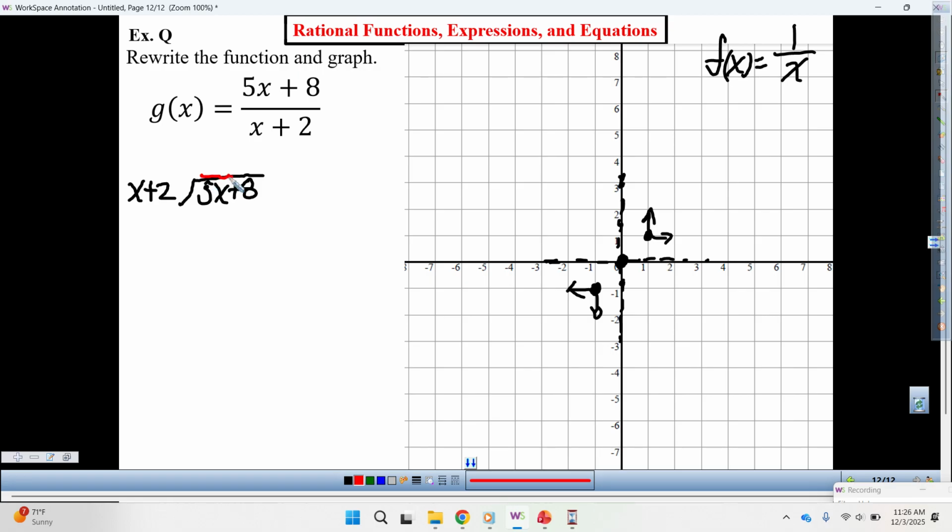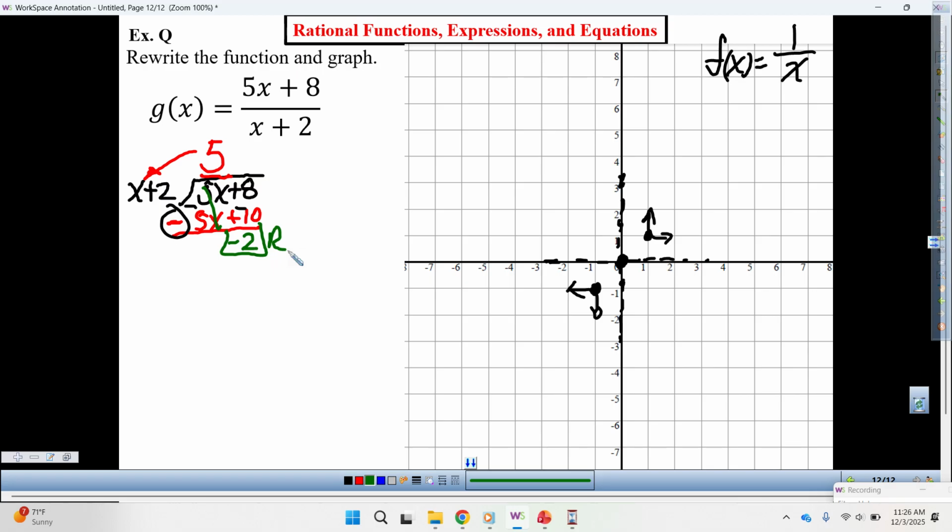Here we go. What number times x gives me 5x? 5. So 5 times x is 5x. 5 times 2, that's 10. We're going to subtract, which means I distribute this negative here and here. So these cancel. Negative 10 plus 8 is negative 2 as a remainder.